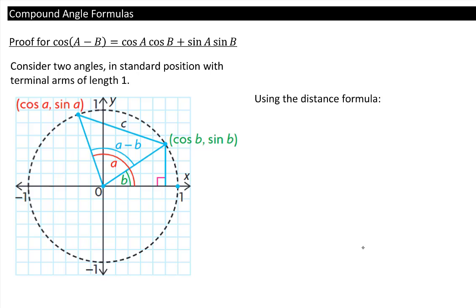One way to prove this formula is to consider two angles in standard position with terminal arms of length 1, as shown in the picture below, angle A in red and angle B in green. Our first goal is to find the distance between point A and point B. Notice the points for A and B: the x value is the cosine of the angle attached to that terminal arm, and the y value is the sine of the angle attached to that terminal arm.